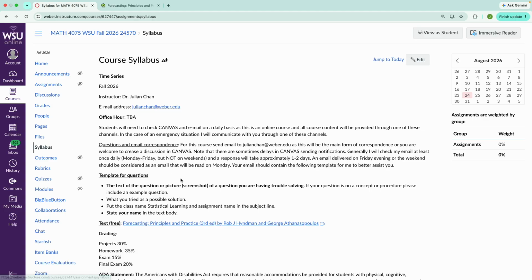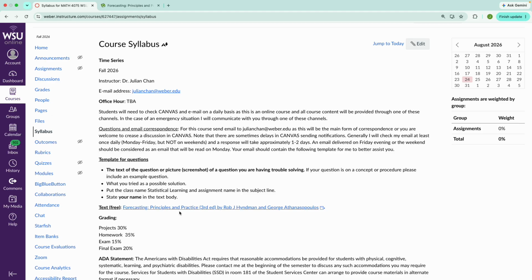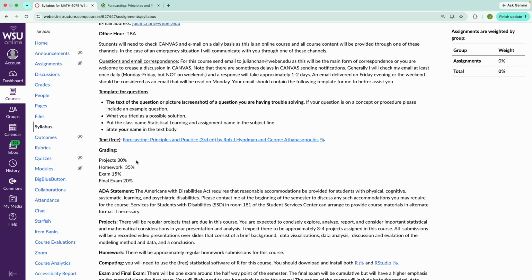Then in terms of the syllabus, this is just kind of your standard syllabus, and some things I'd ask that you do when you email me. I'm going to set up office hours sometime next week. In terms of the course breakdown, projects are going to be 30% of your grade. Homework is 35%. And really, when I say homework, it's homework and quizzes. So I'm lumping quizzes into homework there. You're going to have a midterm exam that's worth 15% and a comprehensive final that's worth 20%.